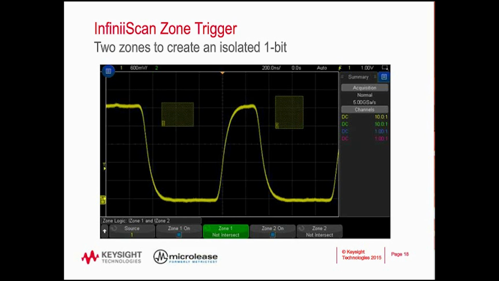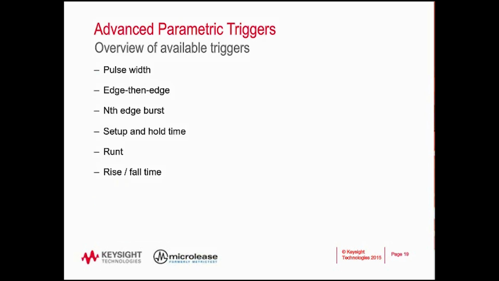Okay, so those are kind of the basics. Let's take a look at the available advanced triggers we'll be looking at today. We'll start with pulse width trigger, what we call edge then edge, nth edge burst, setup and hold time, runt, and rise fall time.